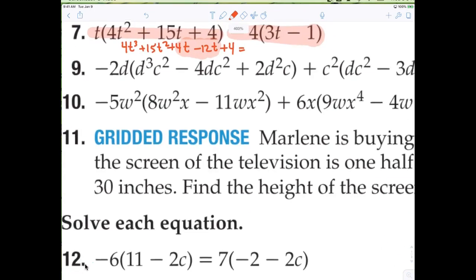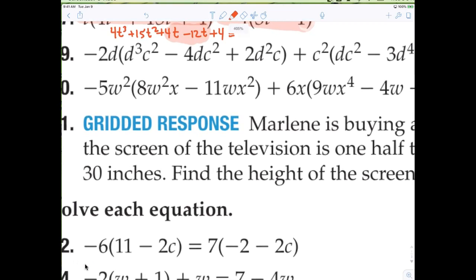All right. Abby, number 9. Distribute. So it'll be negative 2 to the 4th c to the 2nd, plus 8 to the 2nd c to the 2nd, minus 4 to the 3rd and c. Beautiful. Perfect.